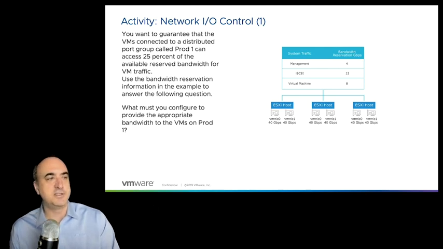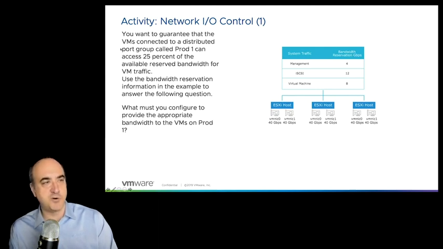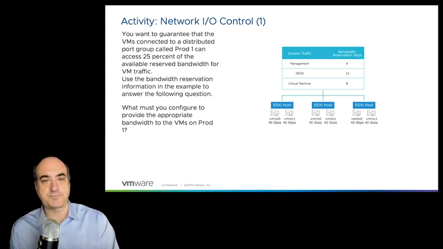So now let's look at what the exercise wants us to do. It says we want to guarantee that VMs connected to a distributed port group, we'll call it Prod 1, can access 25% of the available reserved bandwidth for VM traffic. Use the bandwidth reservation information in the example to answer the following question, right? What must you configure to provide the appropriate bandwidth in the VMs in Prod 1? And that means we have to do a little bit of math here, doesn't it?